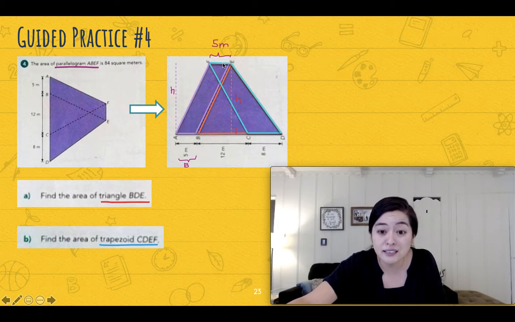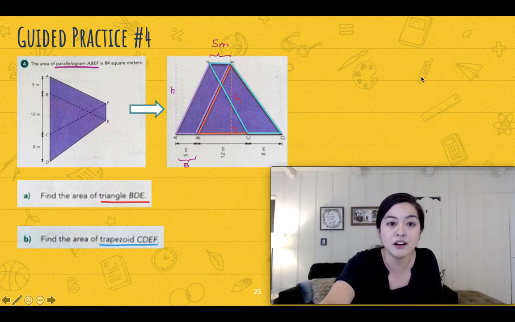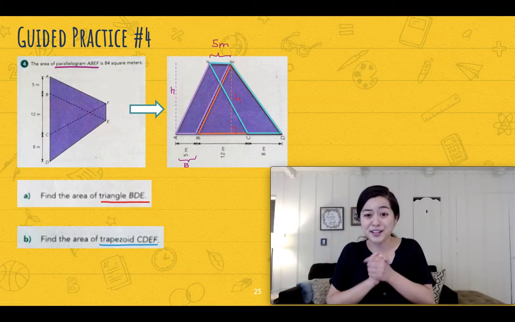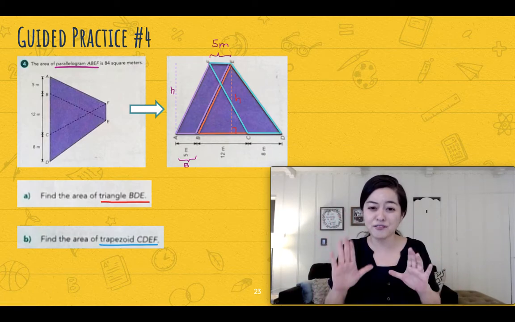Opposite sides of a parallelogram are equal in length. So I know that AB is 5 meters. Then the opposite side here, FE, is also 5 meters. Okay? All right. Now I think we're ready. We have all the necessary information.